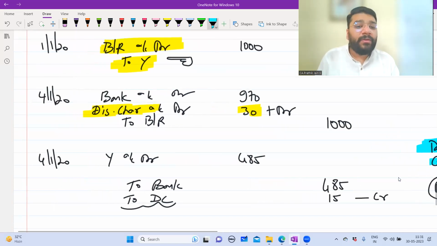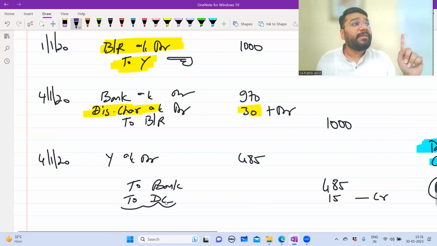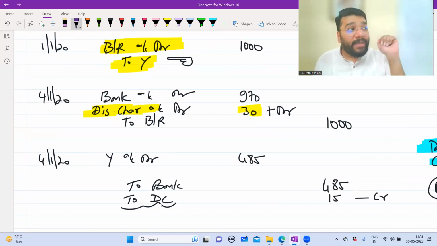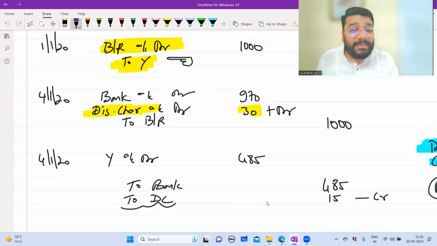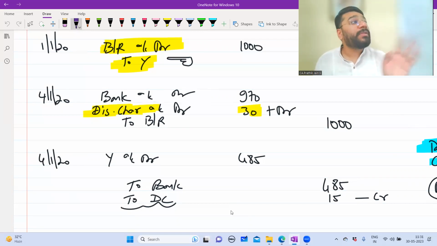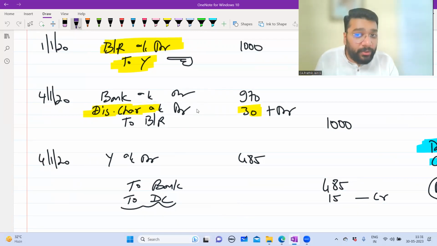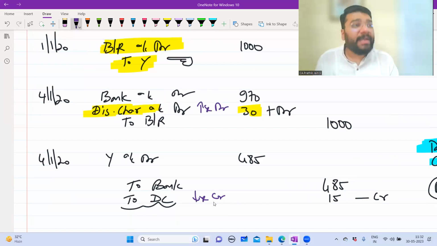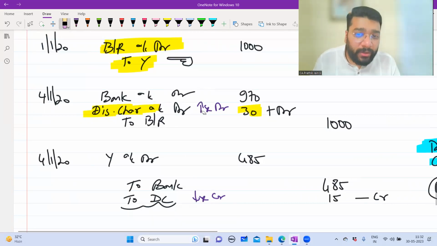So here I'm applying what rule? Modern rule. Discounting charges is an expense. Expense is a nominal account. Debit all expenses and losses, credit all income and gains. So here I credited discounting charges. Is it my income and gain? No. So the golden rule is not applicable. Here the modern rule is applicable: to increase my expense, debit. To reverse or decrease my expense, credit. So we are applying the modern rule. Without the modern rule, in accounts you cannot survive.